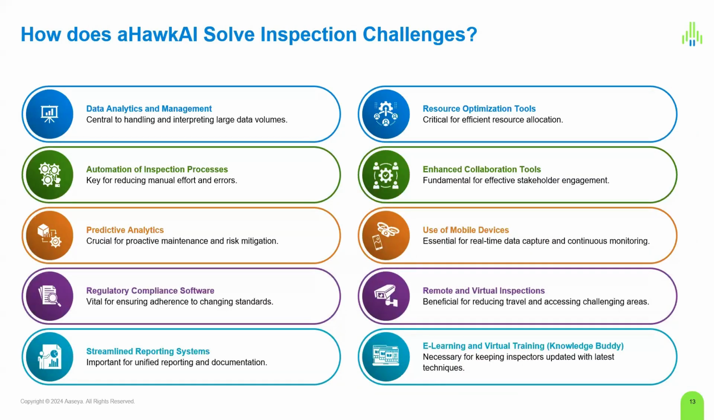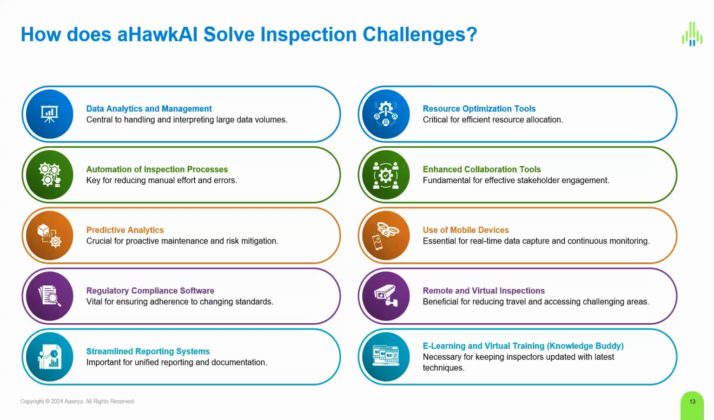How does AHawk AI solve inspection challenges? Let's look at these points. First, data analytics and management. It is central to handling and interpreting large data volumes. Second, automation of inspection processes. It is key for reducing manual effort and errors. Third, predictive analytics. It is crucial for proactive maintenance and risk mitigation.